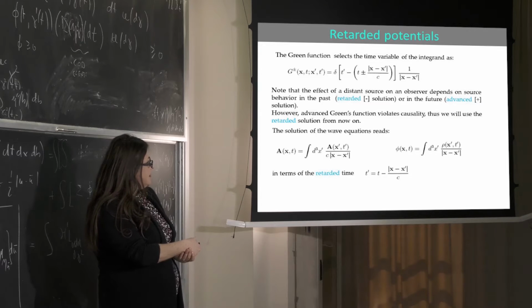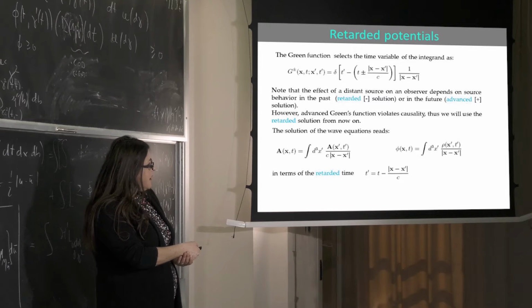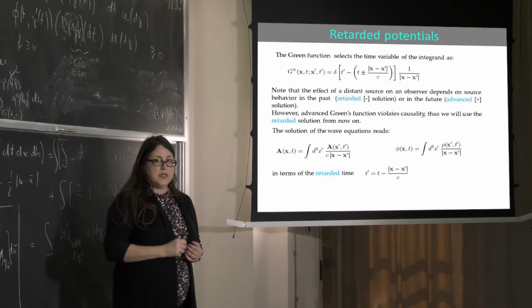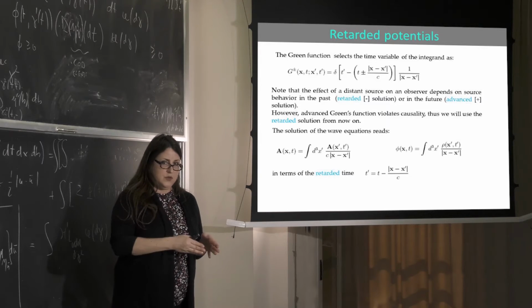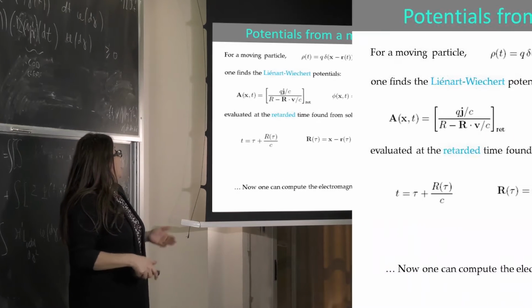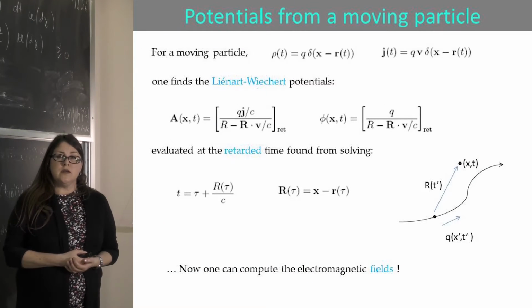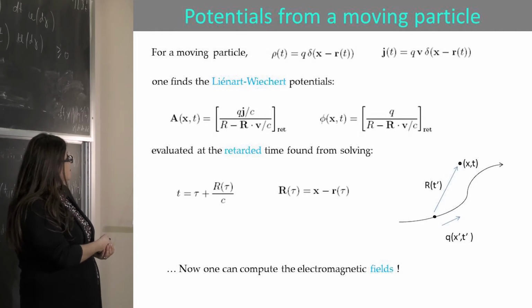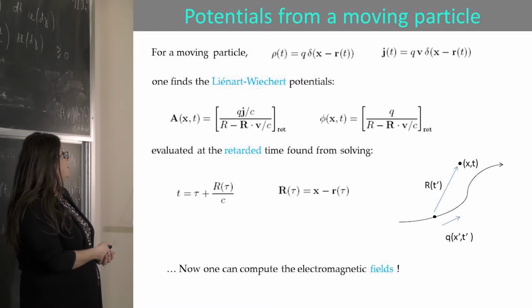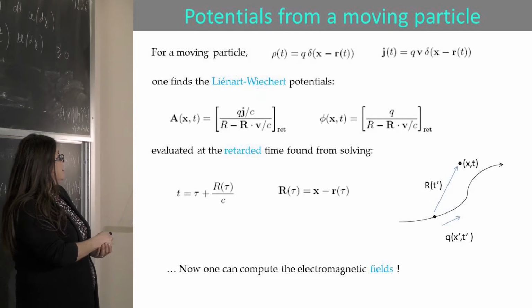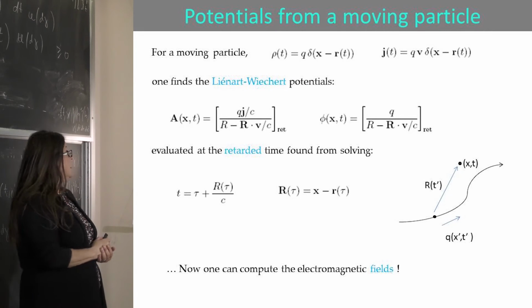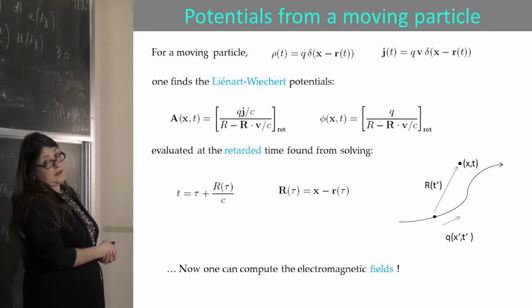And you see that it is expressed in terms of a retarded time. You indeed notice that (x − x′)/c is exactly the time needed for the light to propagate from a position to the observer. So, what happens if we consider a moving charged particle? For a moving particle, this leads to the so-called Liénard-Wiechert potentials, A and phi, which are given by these functions of the electric charge and of the electric current, evaluated at the retarded time.